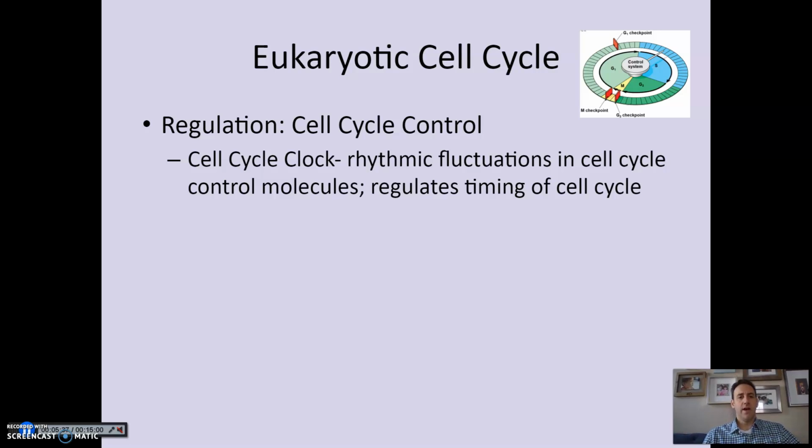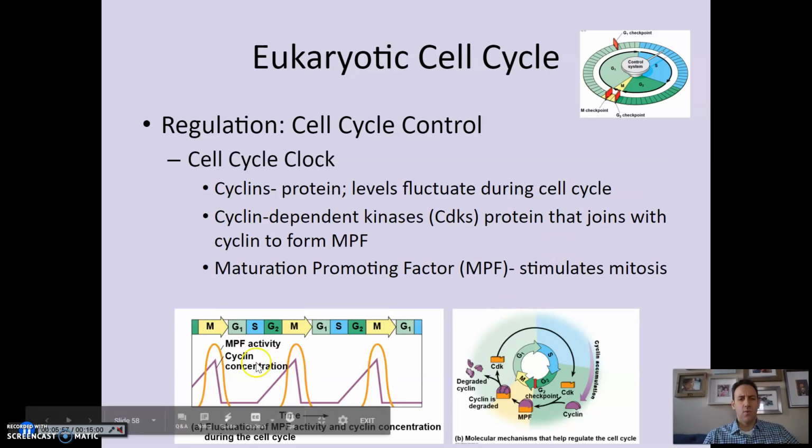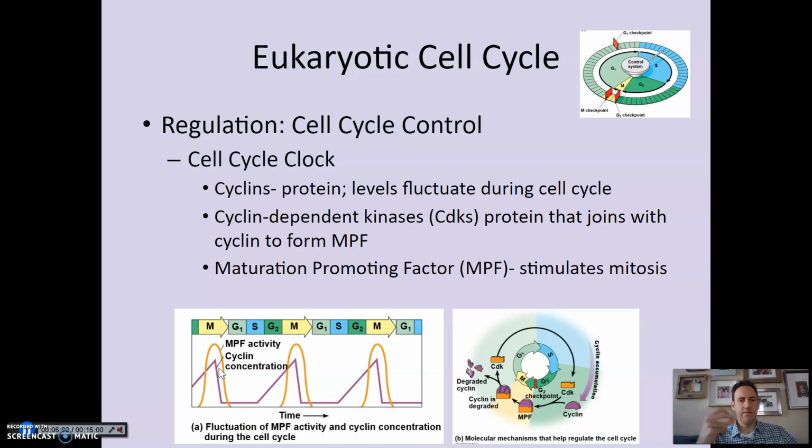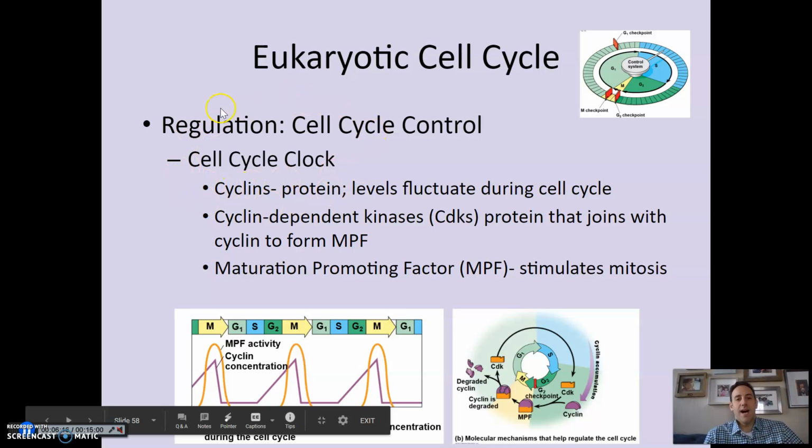Normally, there's a couple ways that we regulate this under normal circumstances. One is what's called a cell cycle clock. This refers to rhythmic fluctuations in cell cycle control molecules, and these will regulate the timing of the cell cycle. So what does that mean? Well, cells have a natural clock. Skin cells are supposed to divide every so often. Stomach cells divide every so often. The lining of your blood vessel cells divide every so often. It's specific to each cell how often that happens, but each cell has this little clock inside it.